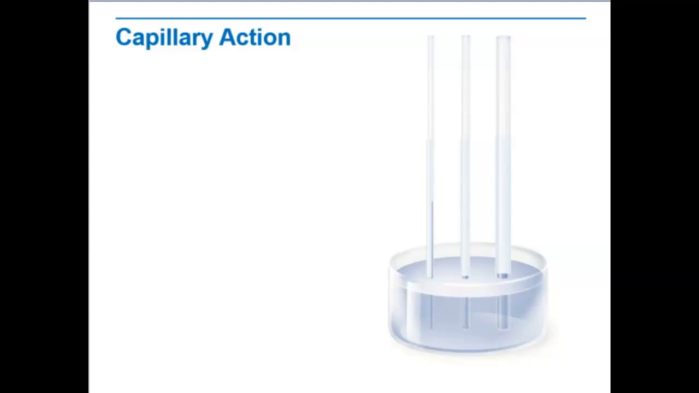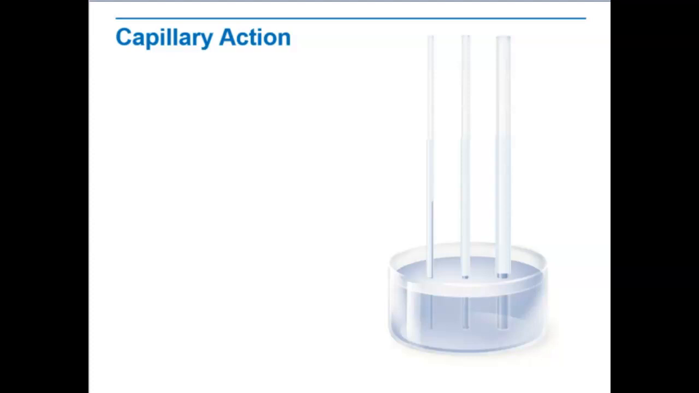So if you're looking at these empty glass tubes in various diameters in a dish of water, you can see both cohesion and adhesion. The tendency of the water to rise in a thin tube is called capillary action. Water is attracted to the walls of the tube, and water molecules are attracted to one another, which helps to pull the water upward.